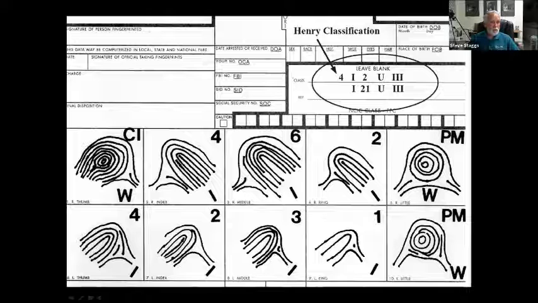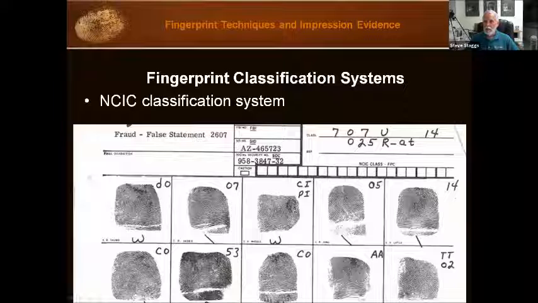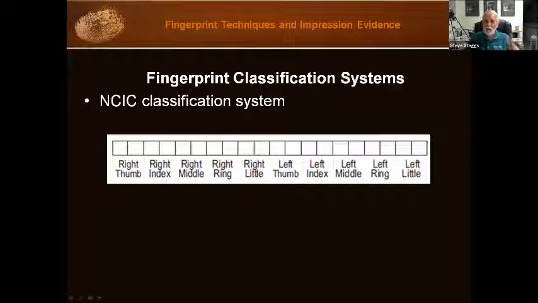Now, the next thing we're going to do is the Henry system. This will be a little bit quicker and easier once we have everything blocked out. To then put in the classification for NCIC is pretty simple.